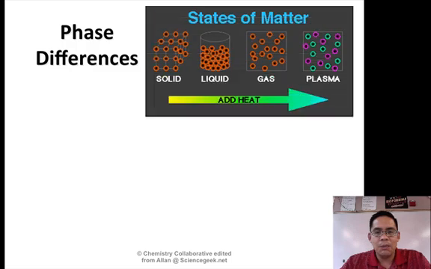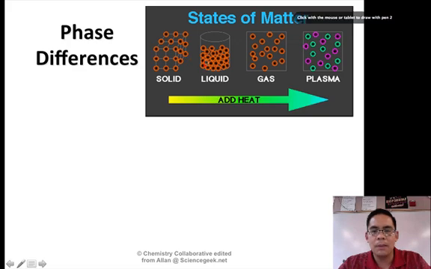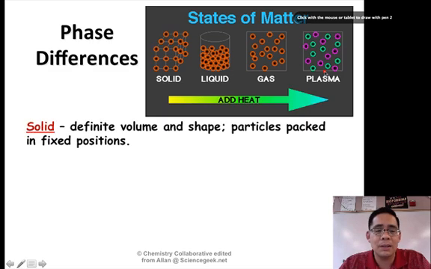In terms of phase differences, when we talk about states of matter, I think I went through this already. There is structure for solids. When you talk about liquids, of course, there is less structure. Gases have too much space, and of course, plasmas. As you add more heat, you can change the phase from solid to liquid to gas to plasma. That's why the sun is pretty much in the plasma phase.